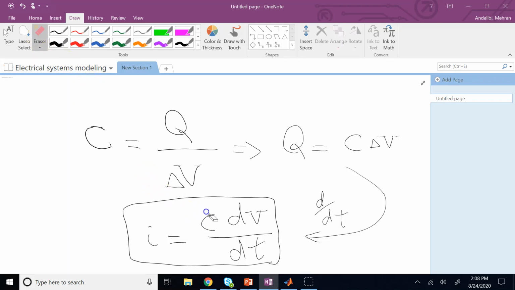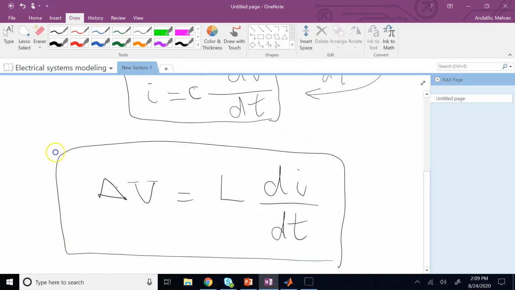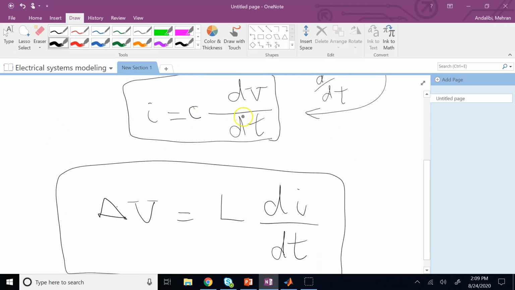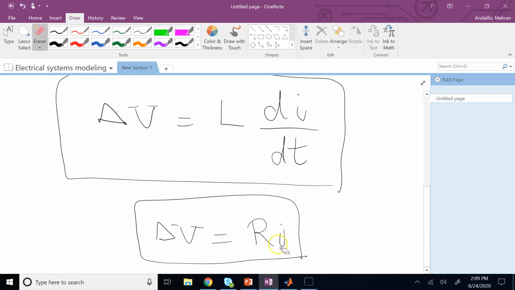And for an inductor, if you remember, the voltage across an inductor, delta V, was equal to L di over dt. In other words, the voltage generated across an inductor is proportional to the rate of change of electric current times a constant we call the inductance. So this is the law for a capacitor, this is the law for an inductor, and for a resistor, delta V was R times I. These are the three governing rules for these three passive elements.